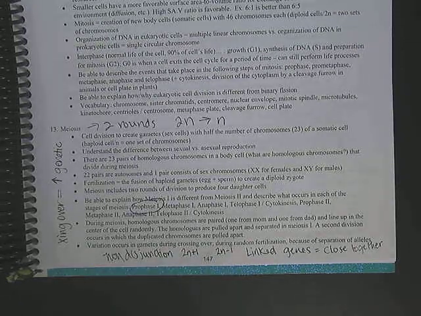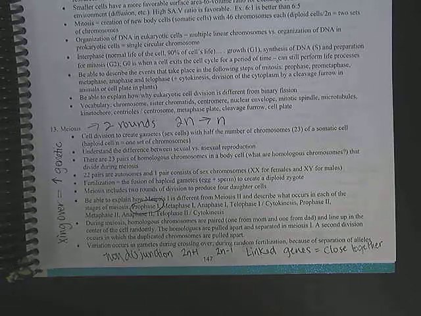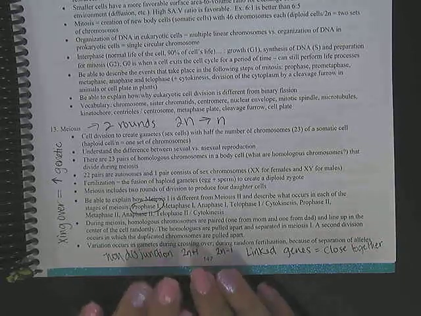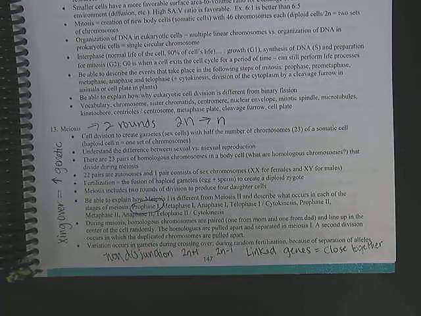You also have some nondisjunction that occurs in the sex chromosomes. We talked about Klinefelter and Turner syndrome. But those are all examples of what happens when meiosis doesn't occur correctly.